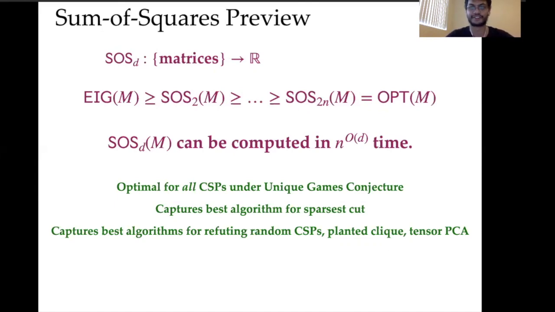Now, one may ask, why is it a good idea to study the performance of the sum of squares algorithm in certifying upper bounds on opt? Well, it's because it's an algorithm that captures many known algorithms for certifying upper bounds. It's optimal for all constraint satisfaction problems in the worst case, if you assume the unique games conjecture. It captures the best algorithm for sparsest cut. It also captures the best known algorithms for a wide range of average case problems, such as refutation of random CSPs, the planted clique problem, tensor PCA, and also several machine learning problems.